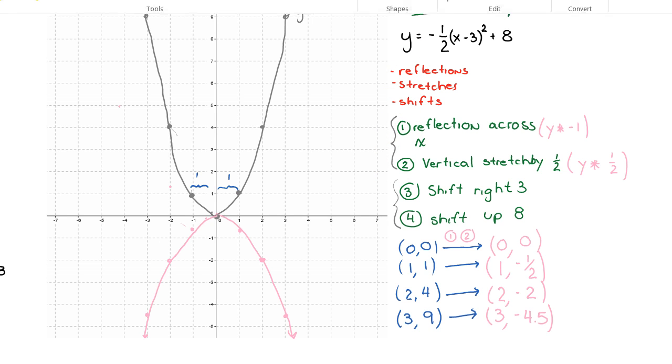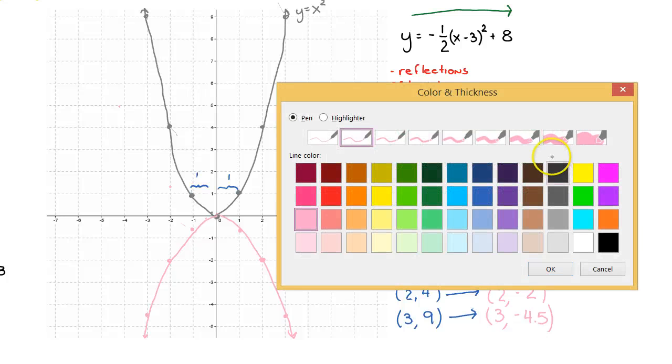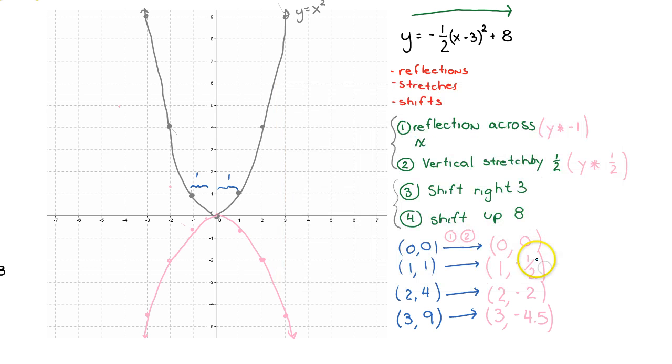So then what we're going to apply, let's do our last step, I don't know, in aqua, sure, why not? Okay, so now we're going to apply steps 3 and 4. To shift right by 3, I'm going to take all the x values and add 3 to them. To shift up by 8, I'm going to take all the y values and add 8 to them. So (0, 0) moves to (3, 8).